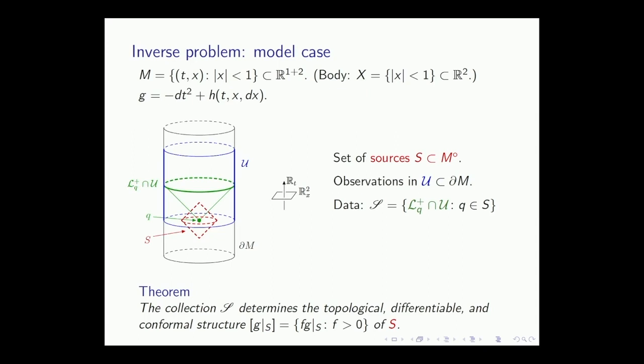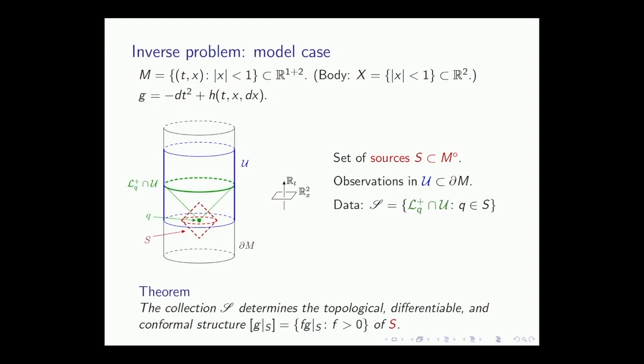And what I claim is that from just having this list of measurements, what I can do is I can recover, well, the set of sources. First of all, as a set, well, that's pretty obvious. I just have the collection of all these measurements, and each measurement corresponds to a certain source. But I can also determine the topological structure. So I can recover S as a topological space, which means that I can determine when 2 point sources are close just by looking at the corresponding measurements.